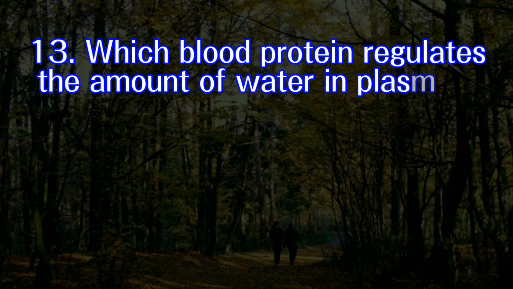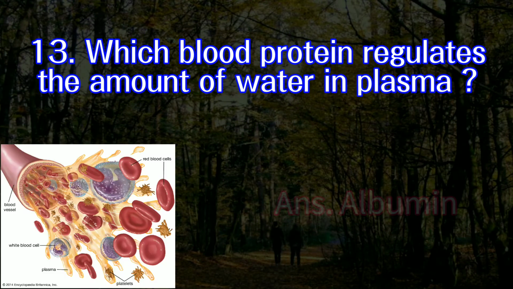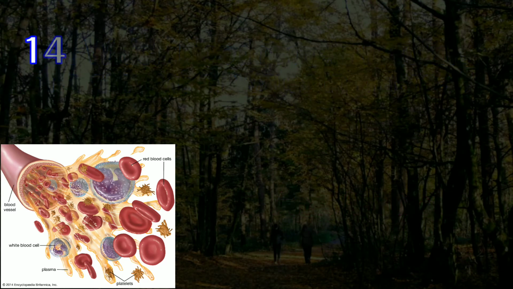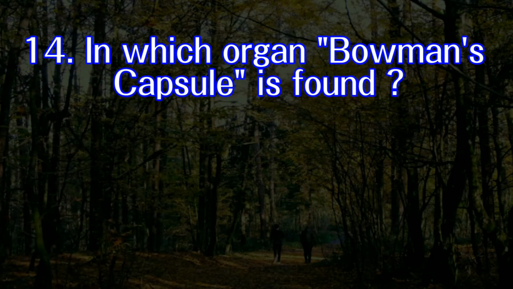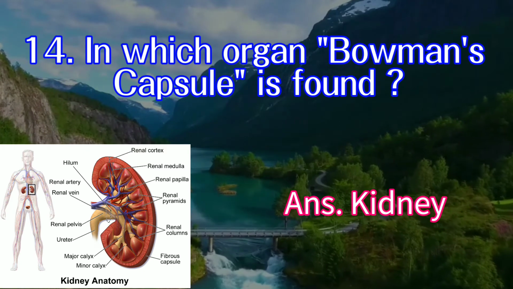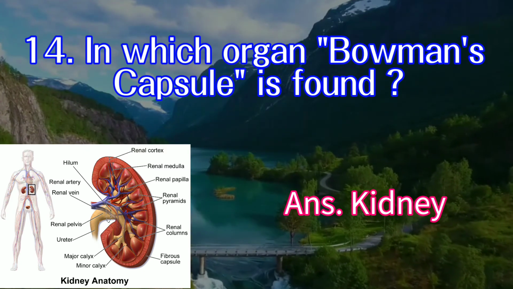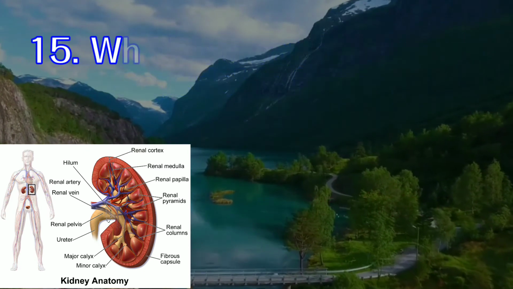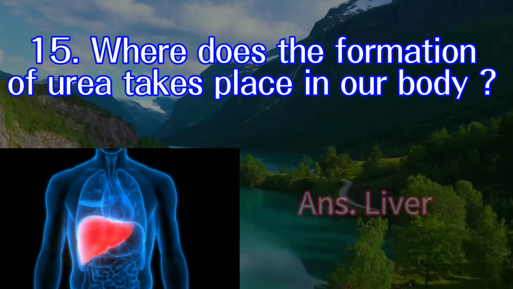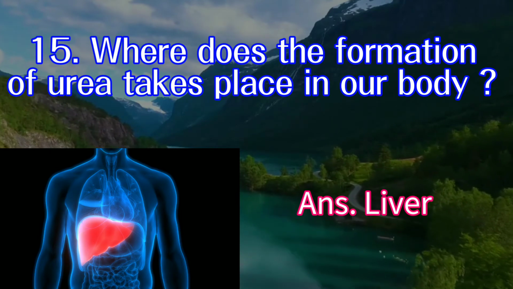Which blood protein regulates the amount of water in plasma? Albumin. In which organ Bowman's capsule is found? Kidney. Where does the formation of urea takes place in our body? Liver.